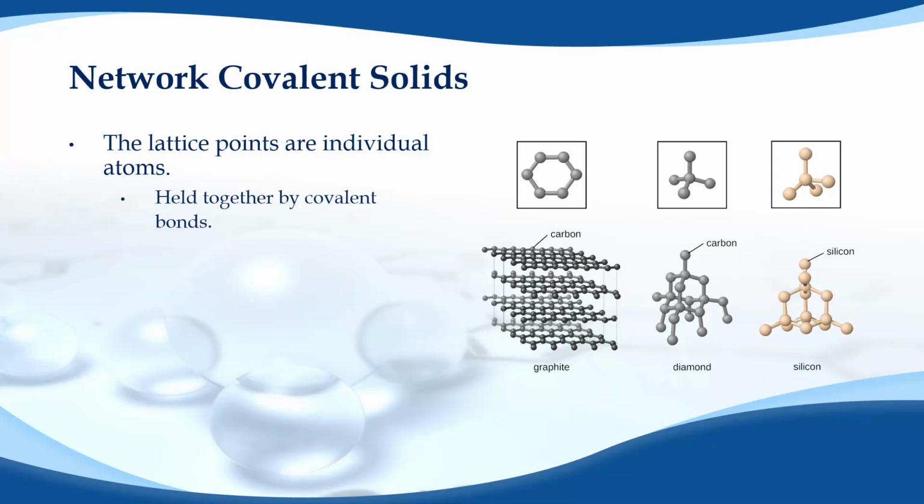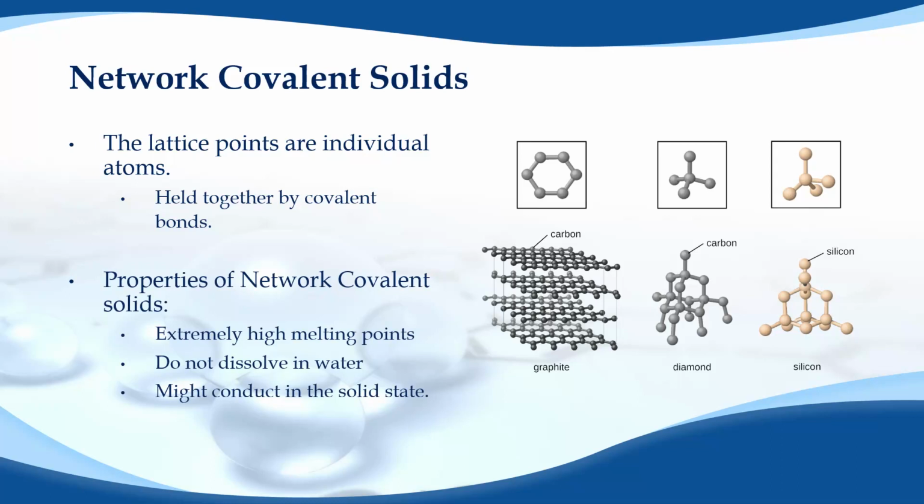The fact is you can write with it and it will only take off one layer of graphite at a time. And by the way, one layer of graphite is what we call graphene. Okay, so they are held together by covalent bonds. Now, because again, covalent bonds are extremely strong, that means it's going to be hard to pull them apart. So network covalent solids have extremely high melting points.